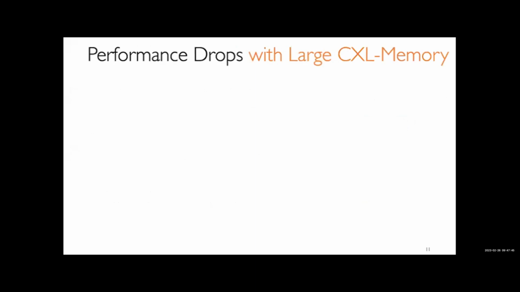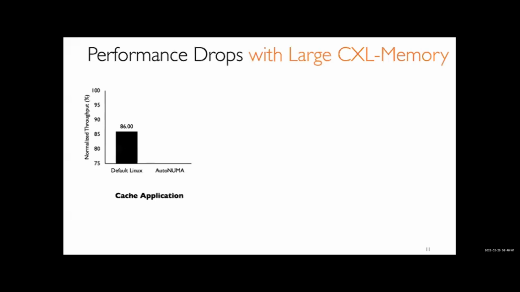However, these extra hundreds of nanoseconds of latency can often be an issue for production applications if memory is managed inefficiently. To illustrate this, we run 3 production applications in Meta's server fleet with large CXL memory capacity. Here, 80% of the total memory capacity of the server comes from the CXL memory.